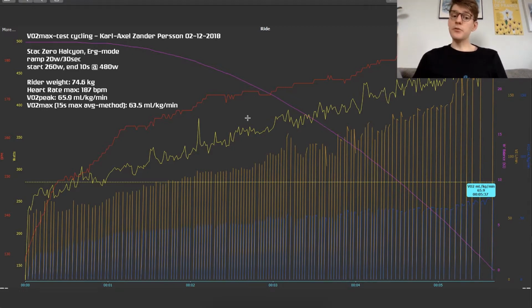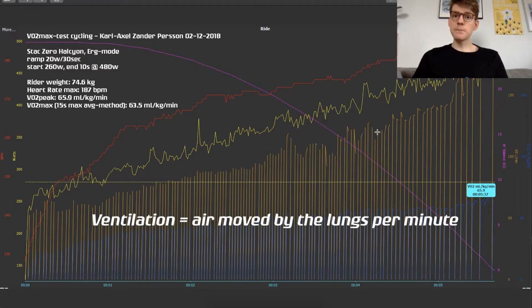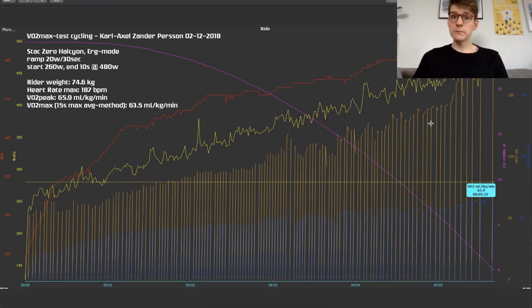The data here is unsmoothed, so we can see that the power in reality jumps around quite a lot in each step, even though the average power for each step is very close to the target. The orange data here taking up a lot of space is ventilation. You can do different kinds of analysis on this data in other tests, but we won't discuss that for now.